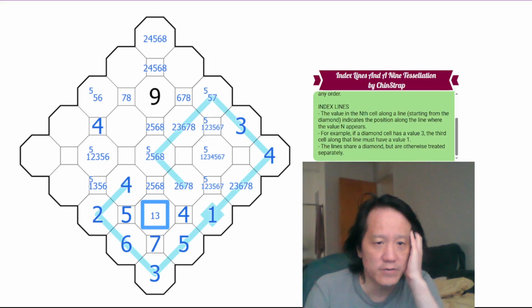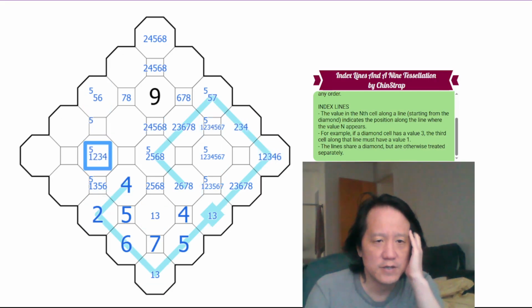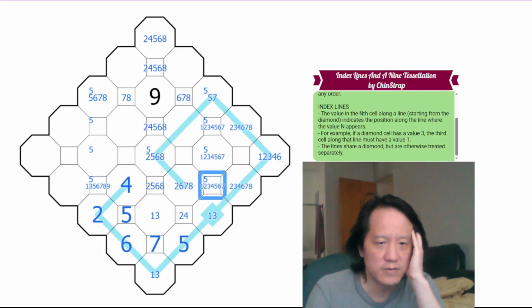Wait, that's not allowed. Oh. Maybe that's a contradiction, right? These both are different 1s and 3s, and they both see that cell, so that's not allowed. Anyways, okay, what was that? That was assuming this was 7. Ugh. So that was pretty convoluted.